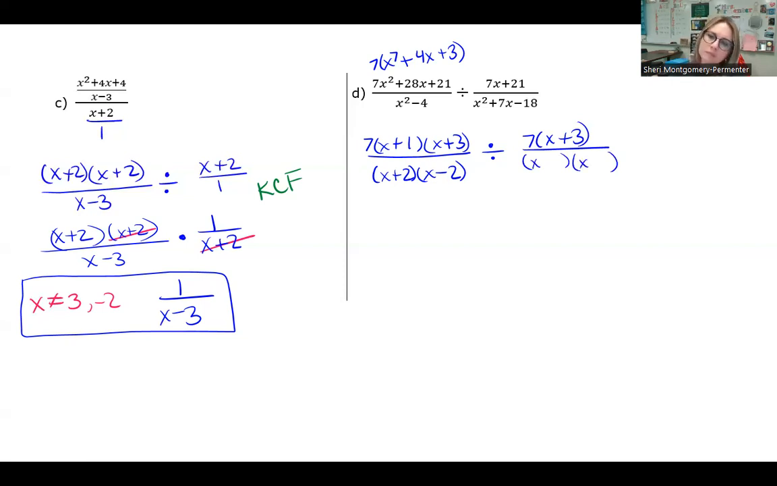Two things that can multiply to give me 18 and can add together to give me 7: 2 and 9 would work. 7 is positive, so the 9 has to be positive. If I have 9, I would have to subtract 2.